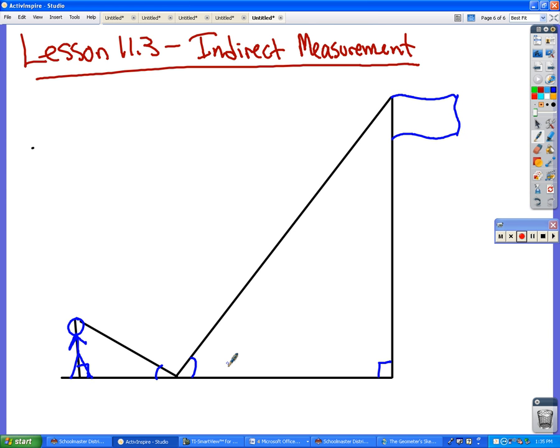Okay? So if you know, for example, that we'll just do some easy measurements, that this person is 6 feet tall, and they are standing how far from the mirror? 3 feet. What? 3 feet.